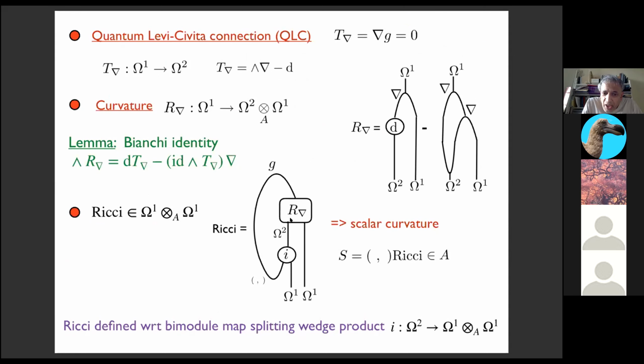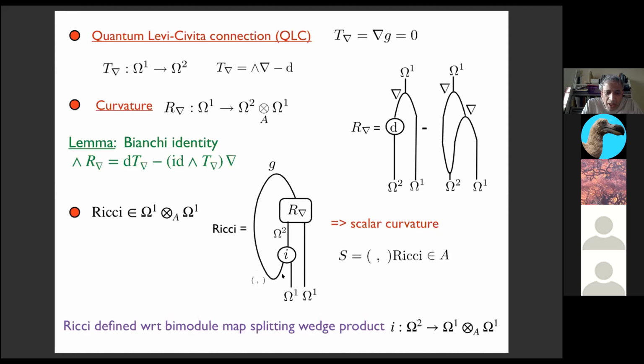But how do you take a trace? Well, before you can take a trace, here's omega-1. The output of our nabla is in omega-2 tensor omega-1. So to take a trace, you have to first lift omega-2 into omega-1 tensor omega-1. So now you've got something over here with three free indices, omega-1, omega-1, omega-1. And now you can contract those indices.